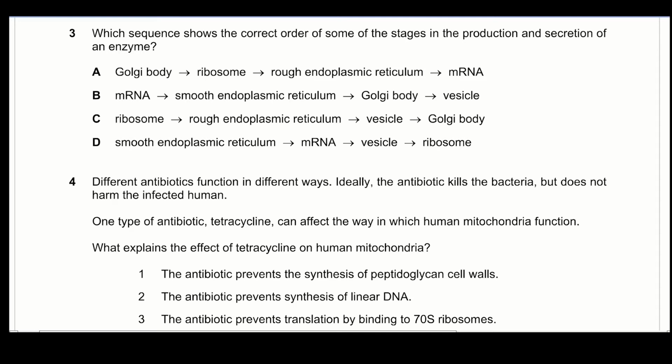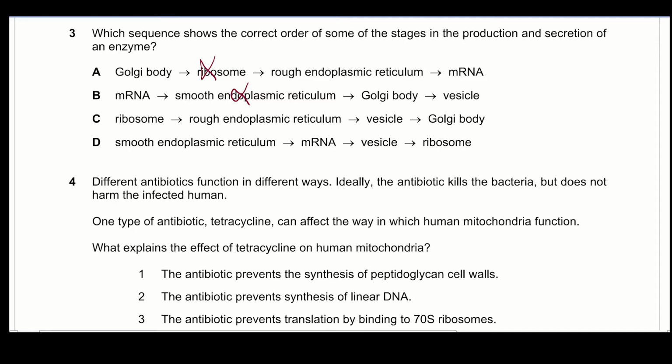Which sequence shows the correct order of some of the stages in the production and secretion of an enzyme? A. Golgi body, then ribosome. This is incorrect because the polypeptide has to be first synthesized in the rough endoplasmic reticulum or ribosome, then it moves to the Golgi body to be modified and packaged. So this is incorrect. B. mRNA, smooth endoplasmic reticulum, Golgi body. This is incorrect because enzymes, which is a polypeptide or a protein, is actually synthesized in the rough endoplasmic reticulum.